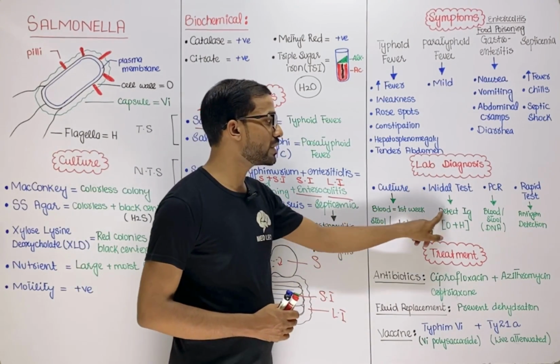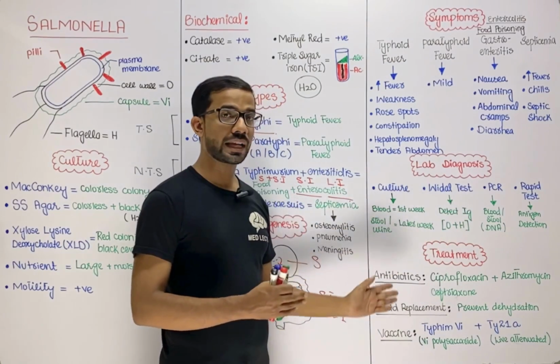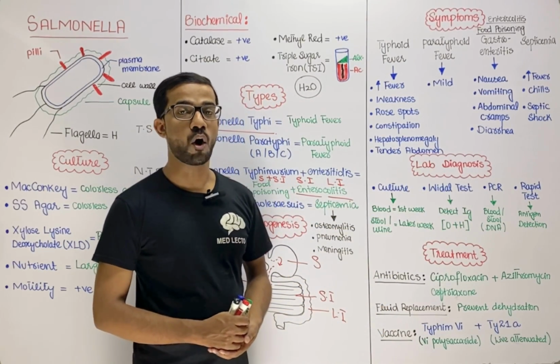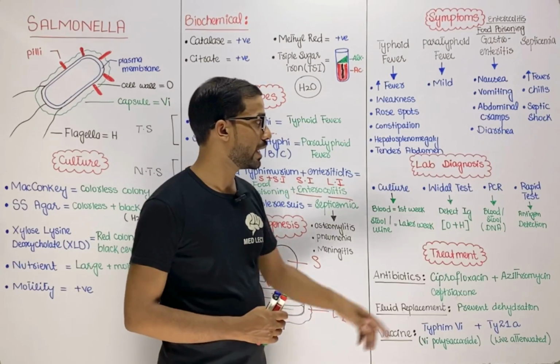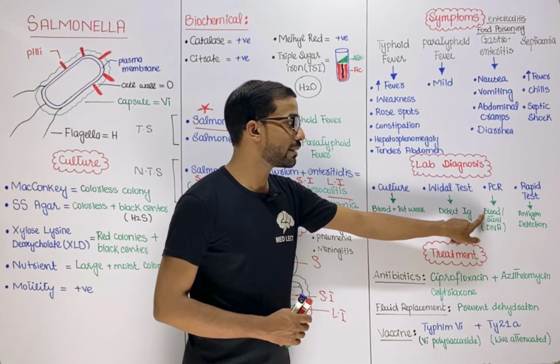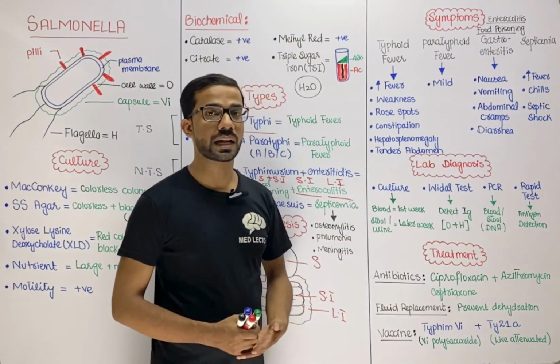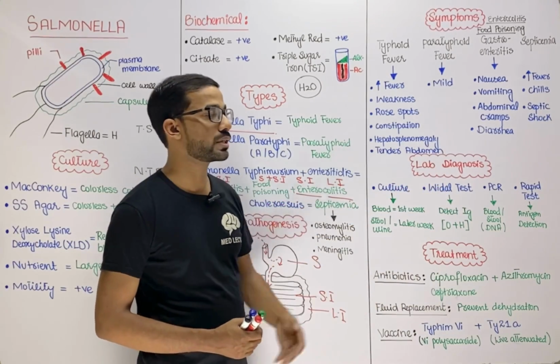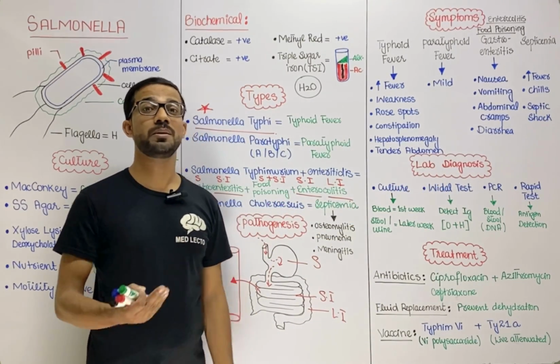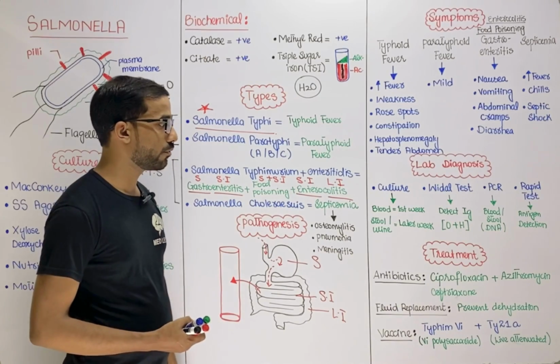Widal test, in which you will see the detection of antibodies against the O and the H antigen. O for cell wall, H for flagellar. PCR, we will take the blood and the stool sample and we will detect the DNA of the bacteria. Rapid test, you will see detection of the antigens. Three most important antigens mainly we have categorized.